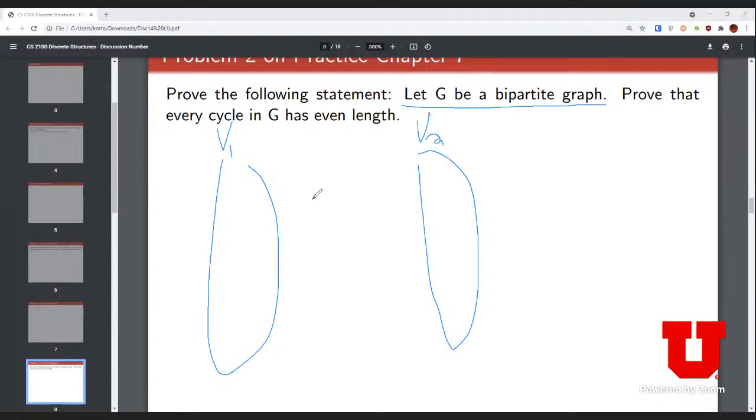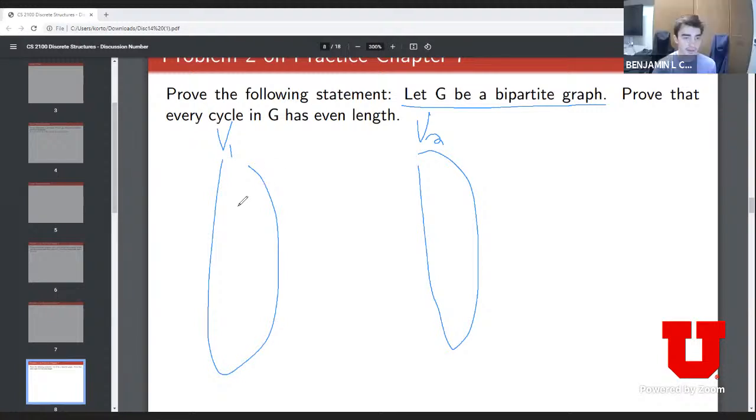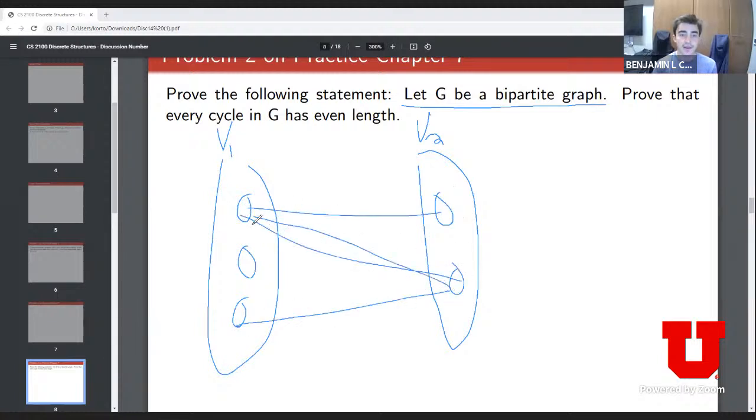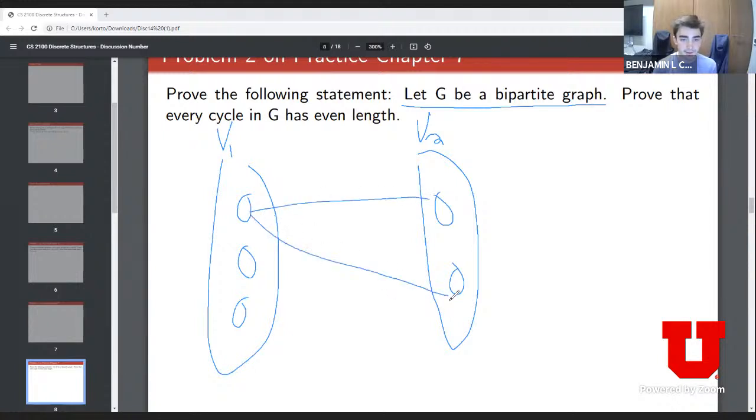A bipartite graph is a graph that's separable into two sets of vertices. We can call them V1 and V2. They look something like this. The idea is that in a single set of vertices, no vertex has an edge to another vertex in its own set. So this is a valid bipartite graph. This graph with no edges is also a valid bipartite graph. And a complete bipartite graph has all possible edges. It would look like this in this example.